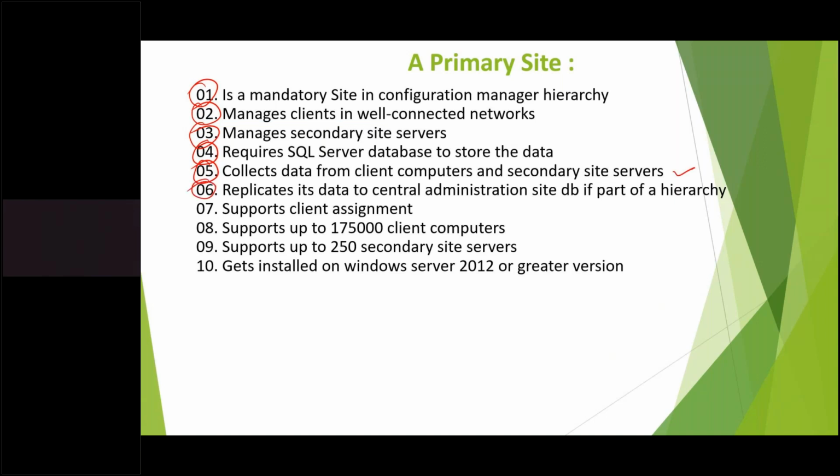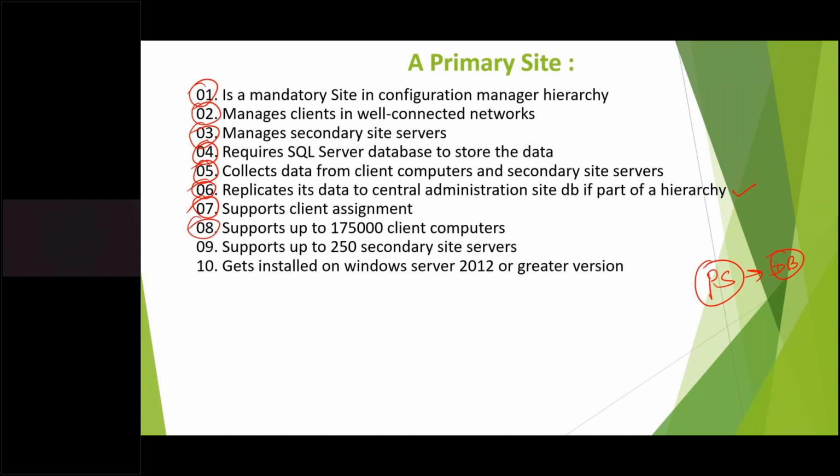Now, only if central is there is this point valid. For example, secondary has a database. It will be passing on the data to the central database. But if central is not there, then it will not do anything, because this is conditional. If central is not there, it will not send data to anybody. Primary will keep the data on its own. It supports client assignment. Client machines are assigned to primary, and will be managed by primary.